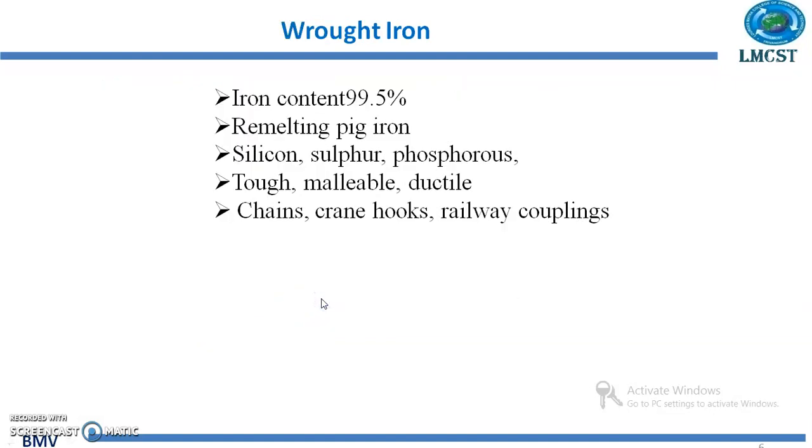Now we have wrought iron. This is very pure iron. Here we can see the iron content is around 99.5%, and it is produced by remelting pig iron. It can be easily forged or welded. It cannot take shock loads. Here it consists of silicon, sulfur, phosphorus, and it is tough, malleable, ductile, and is used to make chains, crane hooks, railway couplings, etc.